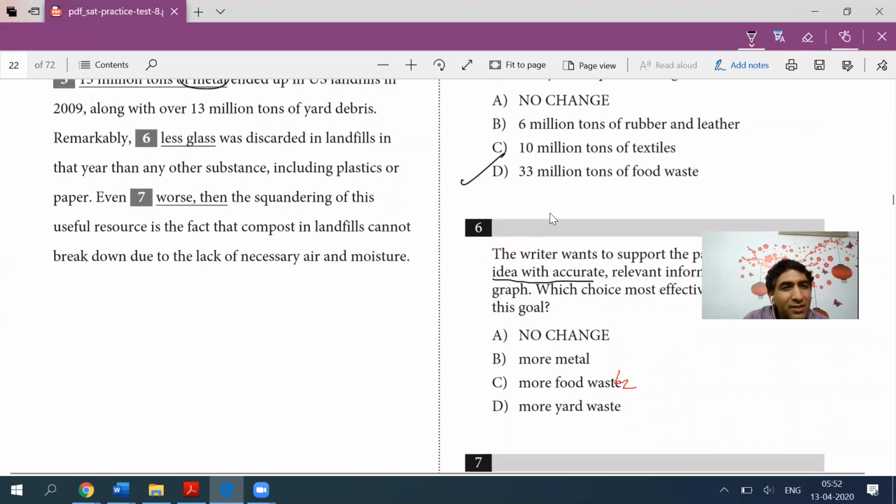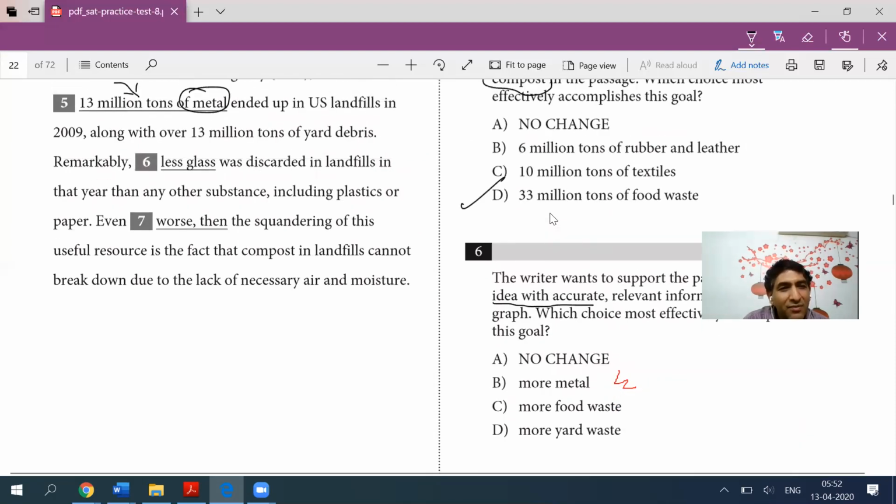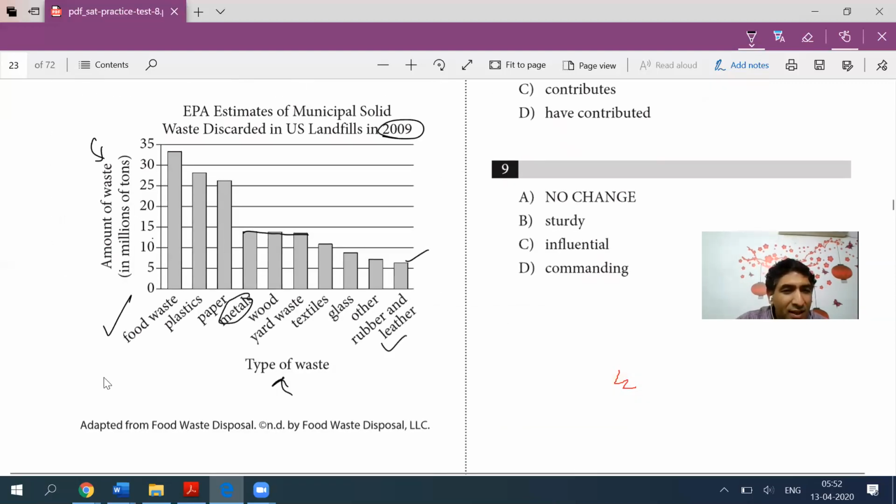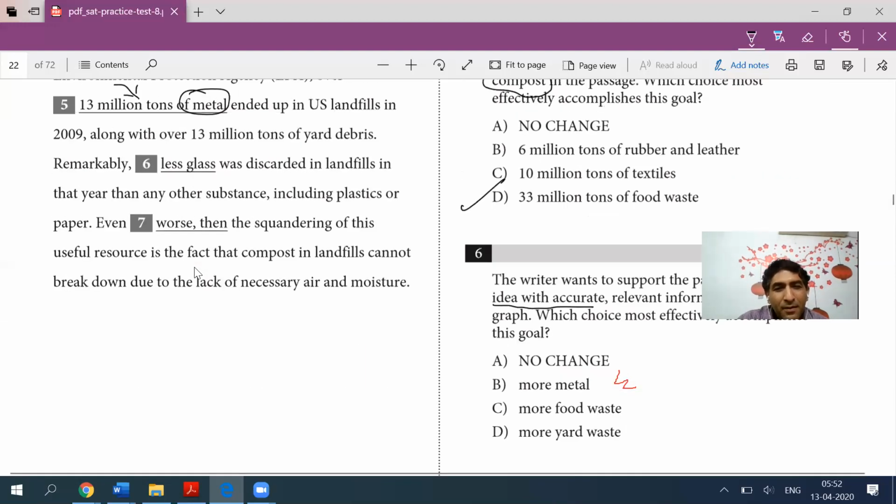I'm looking at the sixth question. Remarkably less glass was discarded in landfills that year than any other substance. Actually, it is food. I remember food was the one which was at the highest. So not less glass, glass is at this point. So it's not less than food. Food is the highest. So I'll say more food was wasted. More food waste, which is factually correct. So this was factual information, and of course, related to the context as well.